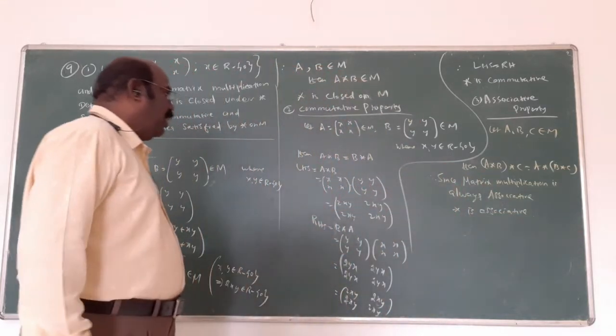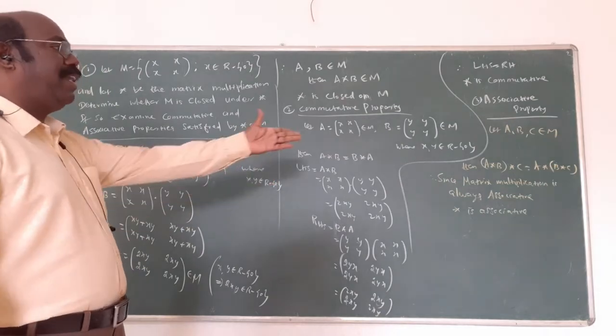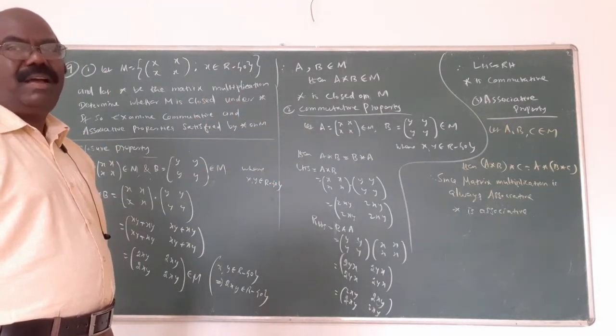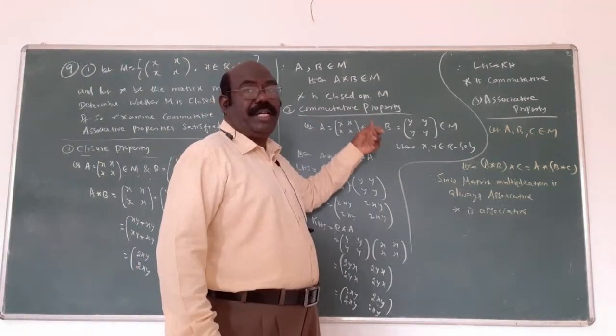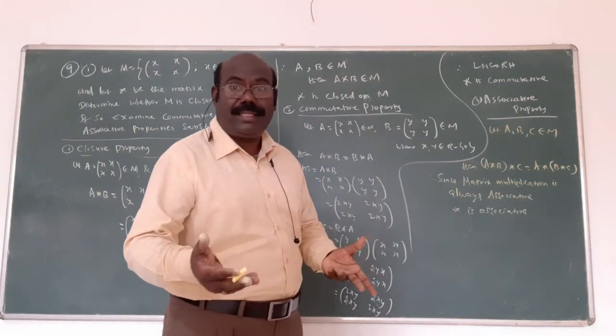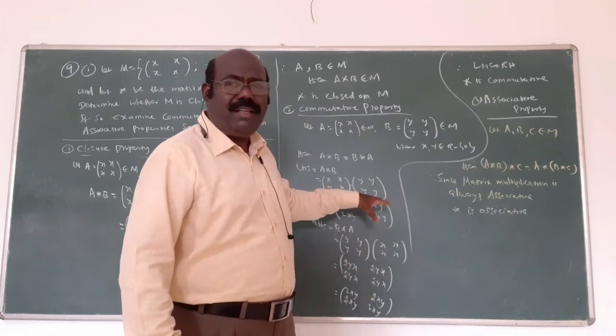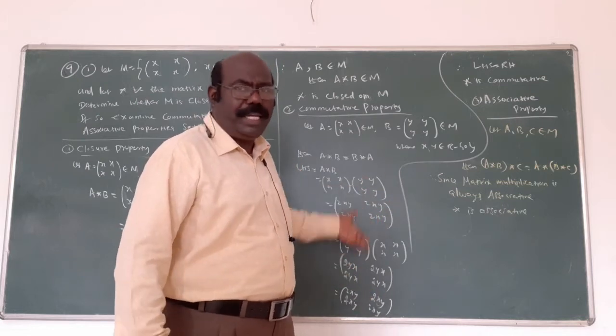That's enough. Here you want to prove the commutative property, but there is no need to prove the associative one. It's a standard result: matrix multiplication is always associative. But matrix multiplication is not always commutative. AB and BA are not equal sometimes. But in this particular problem, AB and BA will be equal.